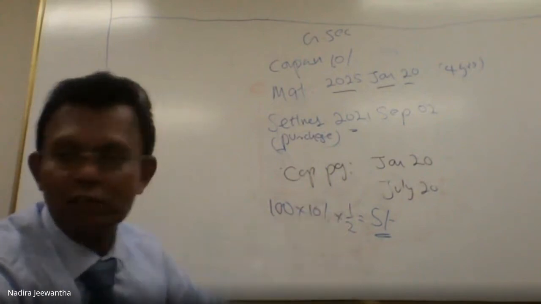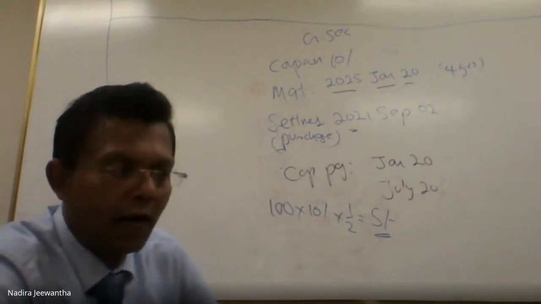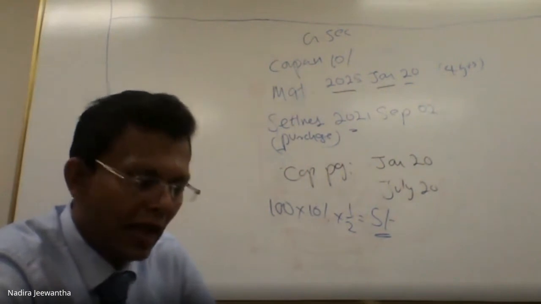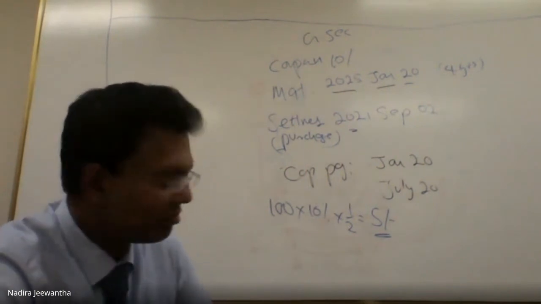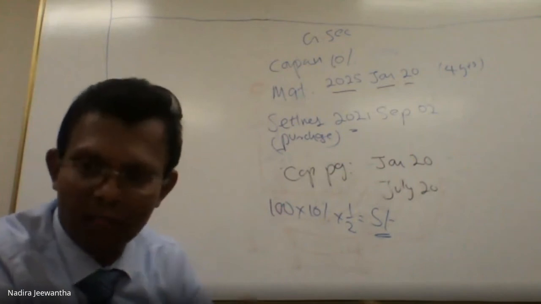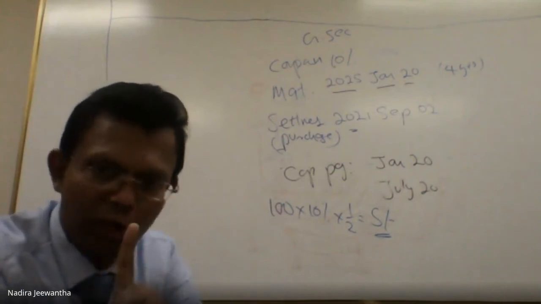My coupon is 5 rupees. As you very correctly thought, the central bank has credited 5 rupees. We are talking about one unit. We have purchased only one unit.